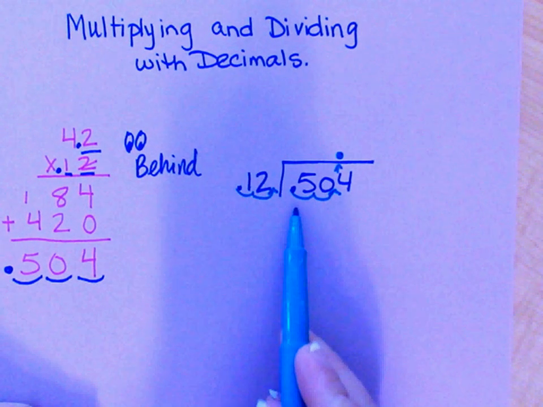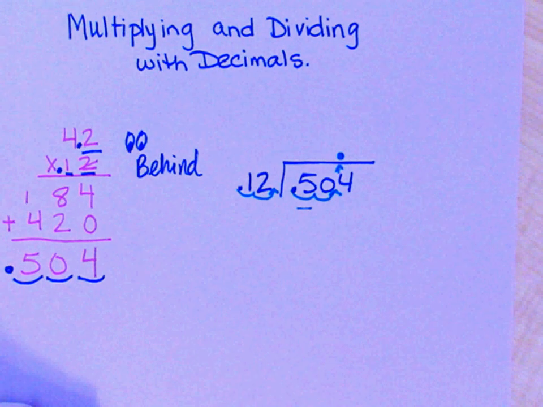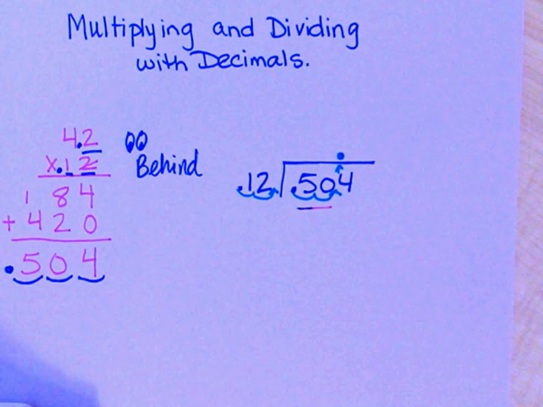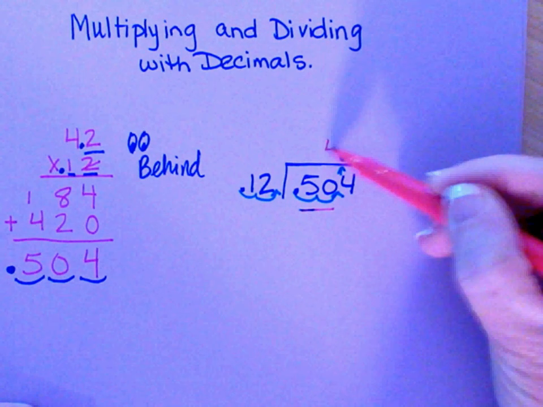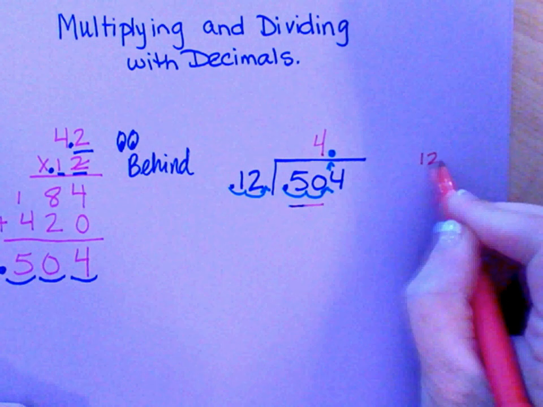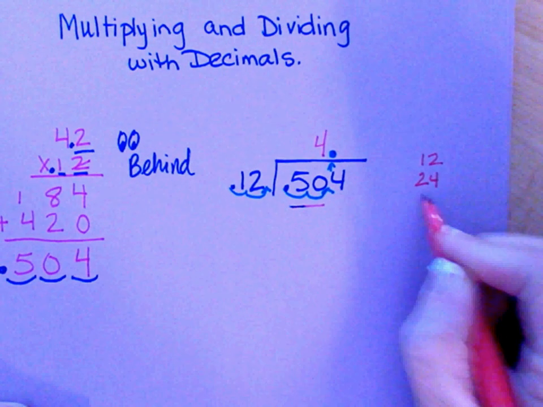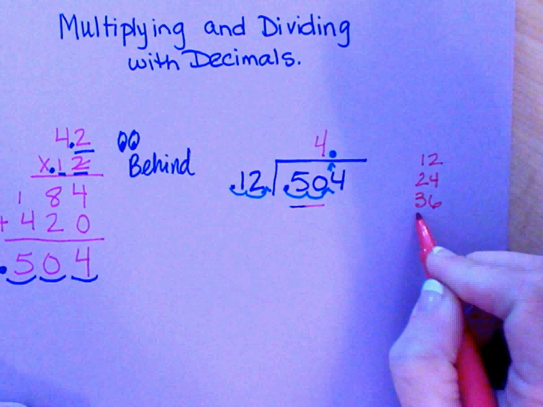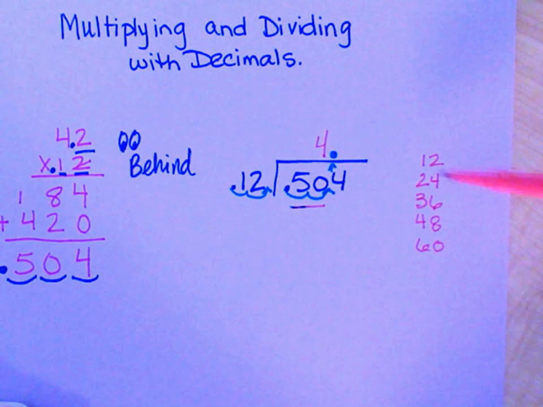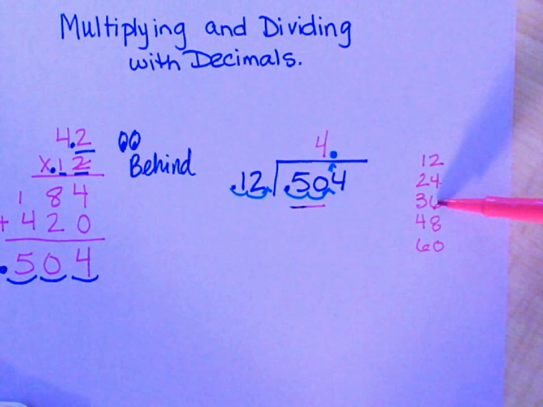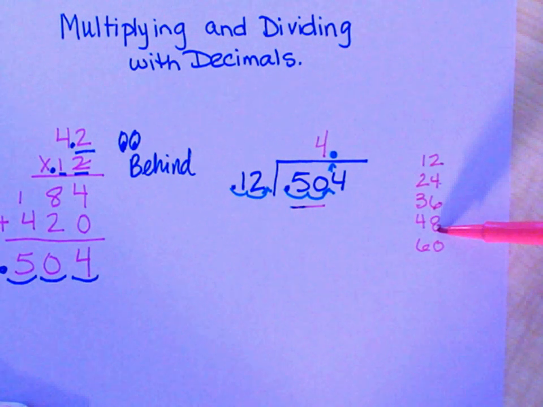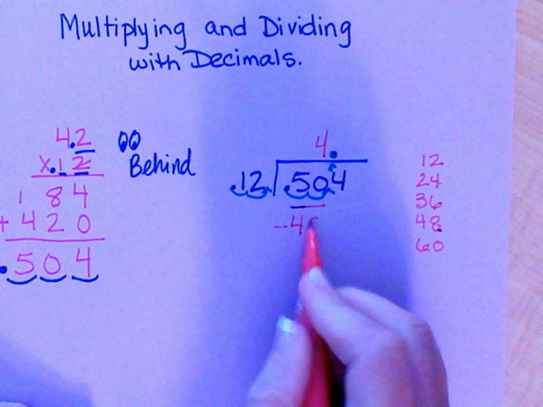Can 12 go into 5? No. But can 12 go into 50? Yes. How many times does 12 go into 50? It goes into it about 4 times. And a good trick over to the side is to have my math facts of 12 so that I can double check my work to see if I'm on the right track. And let's see, 12, 24, 36, 48, and 48 is as close as I can get to 50, so that is 4 times. So we're going to subtract 48.